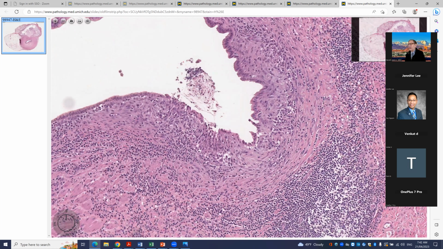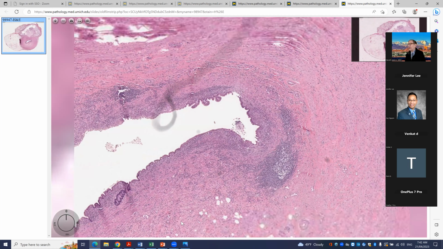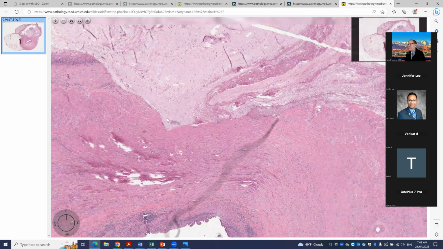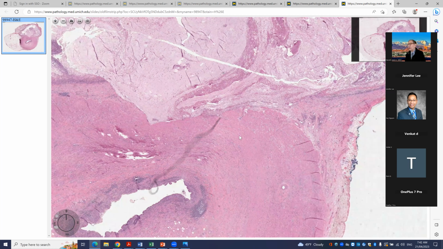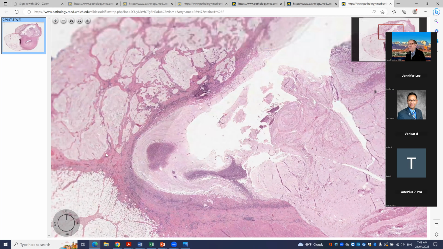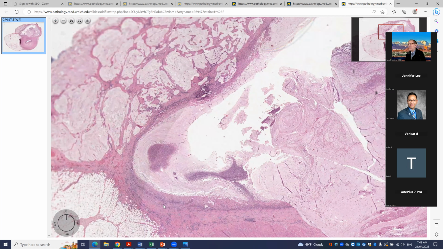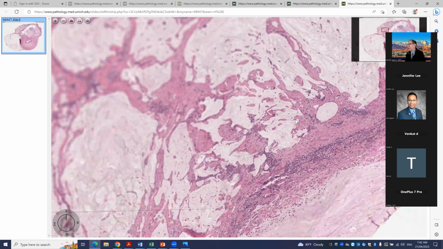And so if this is your section and you've got this mucinous process here that is within the wall and outside the wall, then the question becomes, where did this come from? And how did it get here? Now, as we look at this mucinous material, we see that it's got intervening areas of dense fibrosis, inflammatory cells.